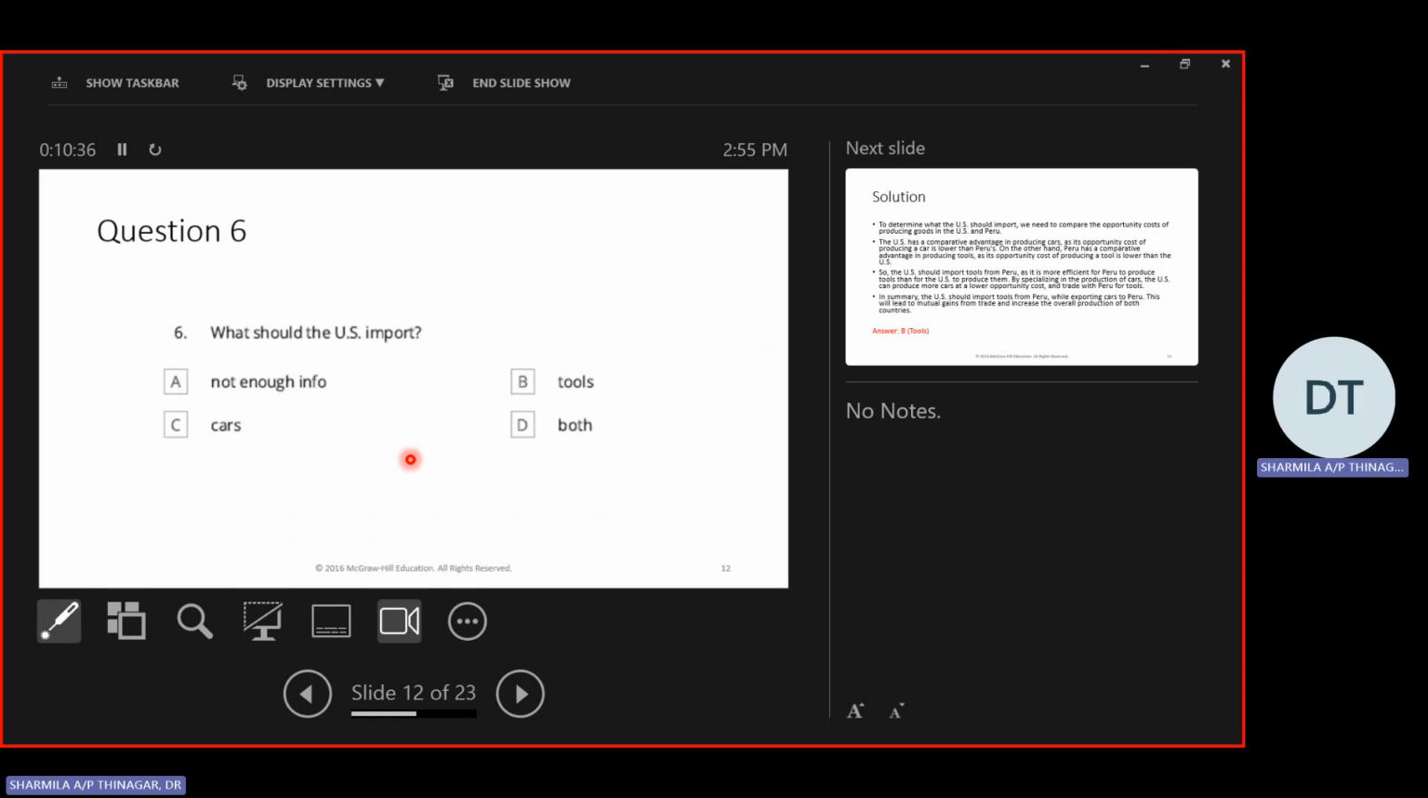Okay. Now, what should the US import? So based on the information just now, right? So which one do you think that US should import? So to answer this question, you should know that US is going to specialize in what, right? So if US is specializing in this good, the other good, they are going to import it, right? So that is what you have to find.